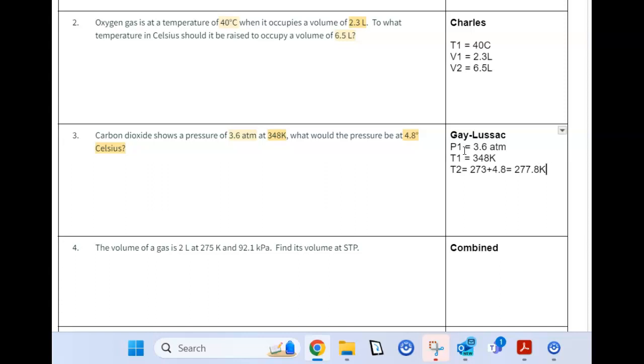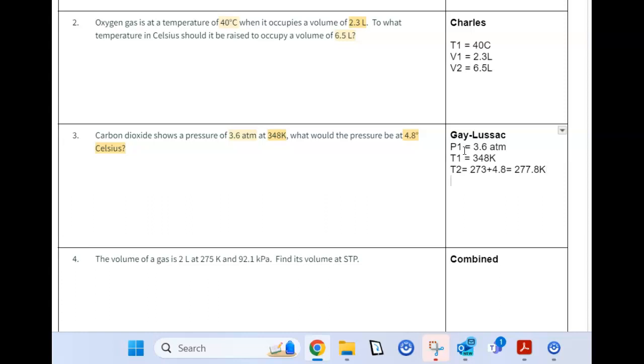So you'll just go through and you will identify what do you have. And then, of course, you probably want to identify what you're looking for. So it says, what would the pressure be at 4.8? And so you would just put P2 equals question mark, and you know that you're solving for P2.